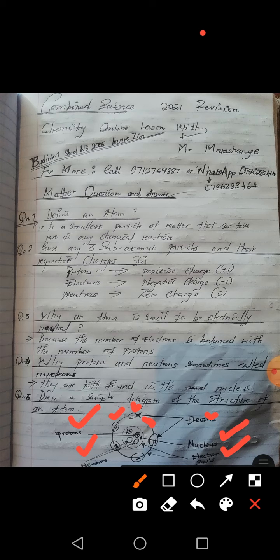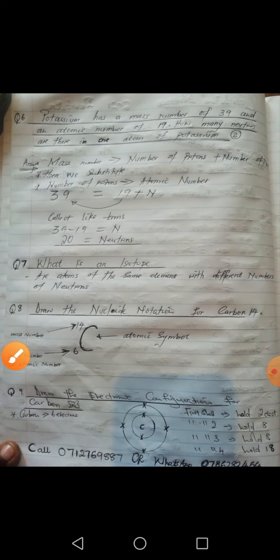So question number 4 is, why are protons and neutrons sometimes called nucleons? Because they are both found in the nucleus. That is the reason why they are called nucleons. Right? Let us go to number 6.